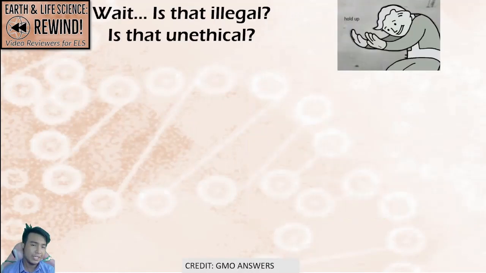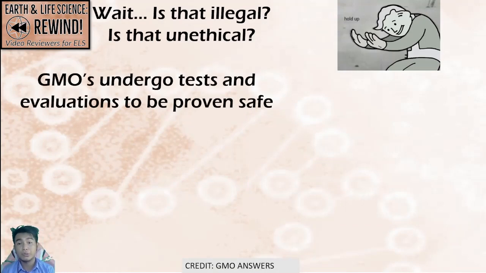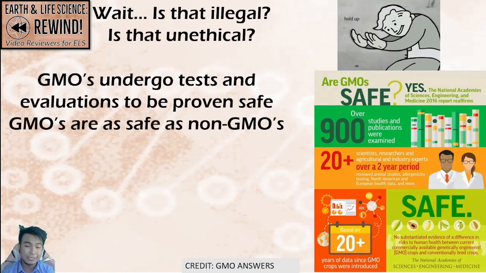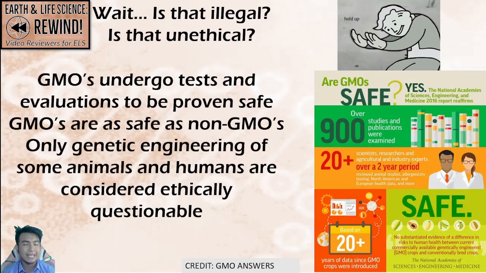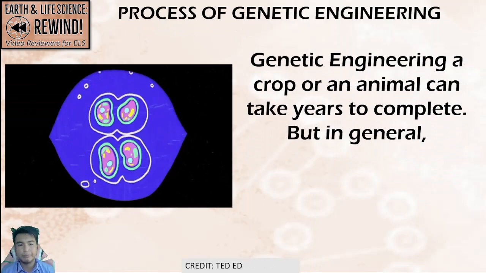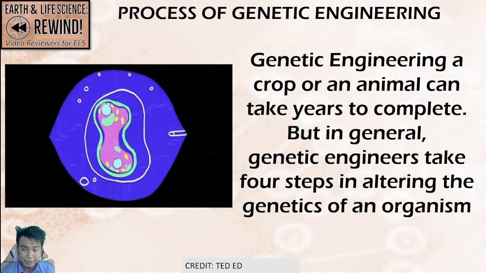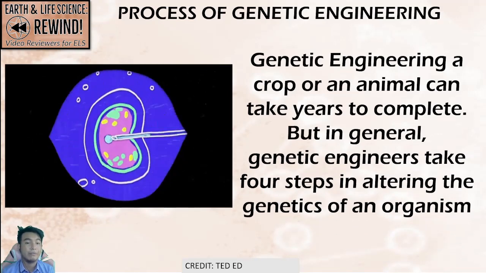But wait, GMOs, are they illegal? Are they unethical? GMOs undergo tests and evaluations to be proven safe. They are as safe as non-GMOs, and only genetic engineering of some animals and humans are considered ethically questionable. Genetic engineering a crop or an animal takes years to complete, but in general, there are 4 steps that genetic engineers make in altering the genetics of an organism.